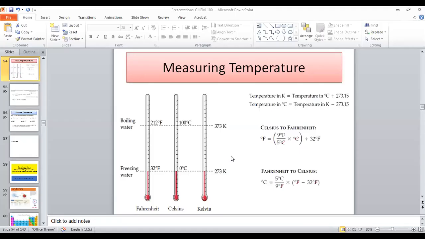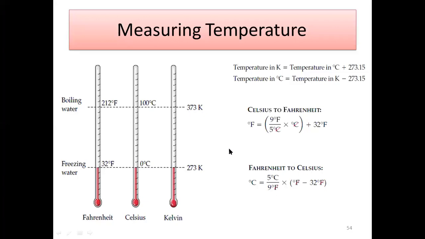So we started with the measurement of different quantities, and we have already finished how to convert the mass and the length from one unit to another unit. And in today's lecture, we are going to discuss how to measure the temperature. And this I have already briefed in the previous lecture, the relationship of the different temperatures.